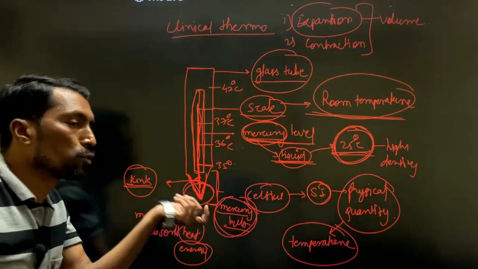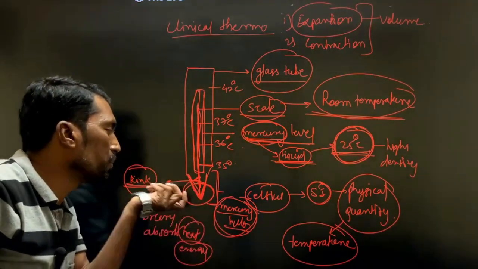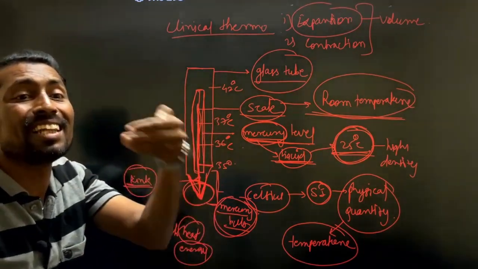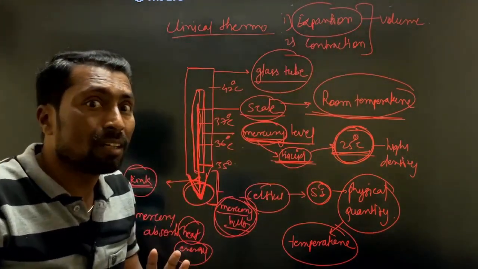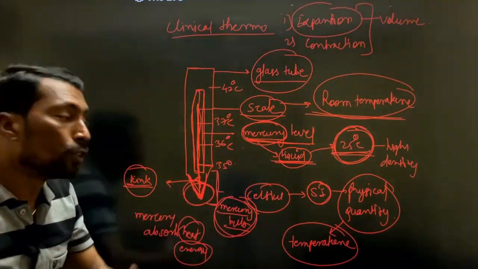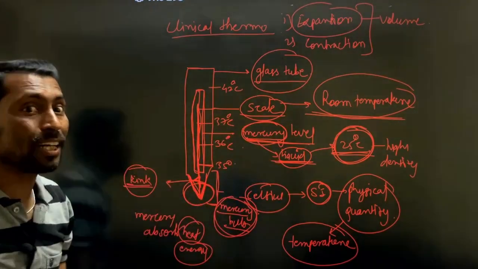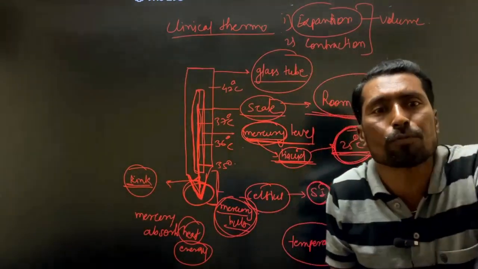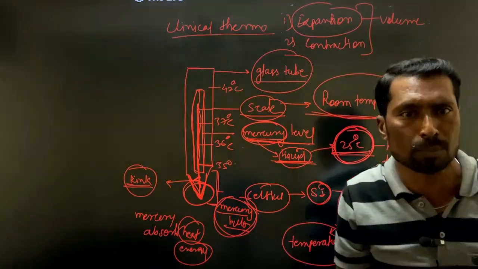जैसे ही mercury absorb कर लेगा heat, after that mercury rises its level. Why does it rise its level? Because expansion is there. Why does expansion occur? Due to mercury absorbing the heat energy. From where is heat energy absorbed? Heat energy is absorbed from the human body. Human body का हम temperature measure कर रहे हैं ना.